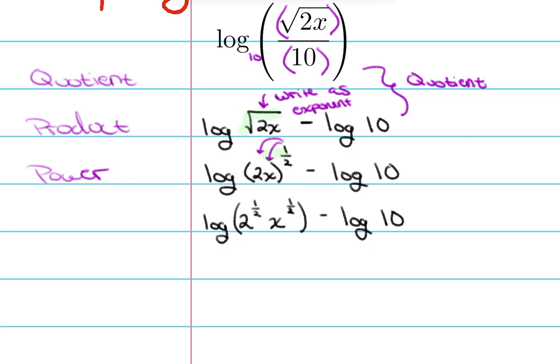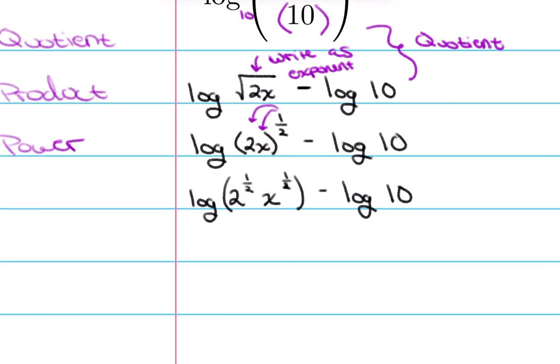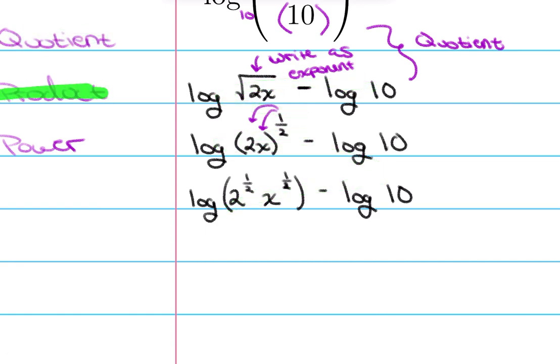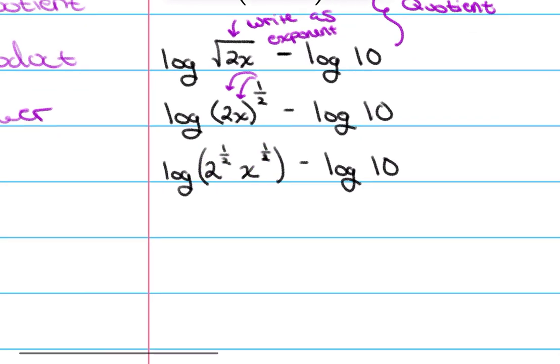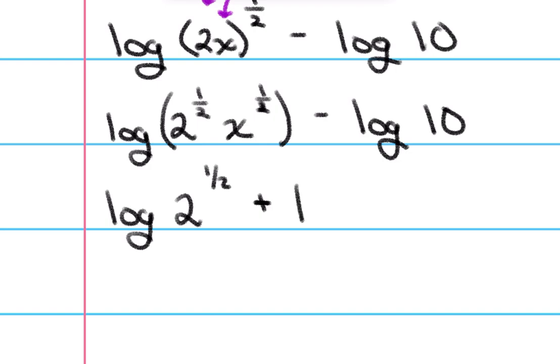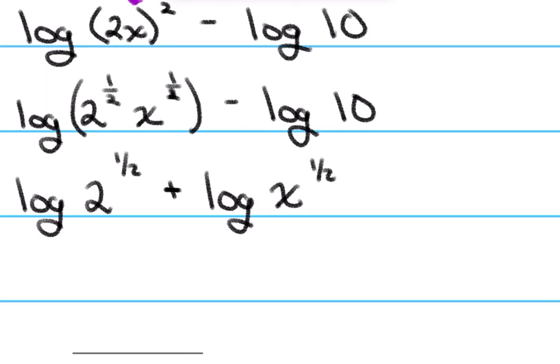Okay? So that we did the quotient rule. That's all this right here. And then now we're going to do the product rule because look, I have 2 to the 1/2 power times x to the 1/2 power. So let's break that apart now. Okay? Breaking that apart, I am going to get the log of 2 to the 1/2 power plus, product becomes addition, the log of x to the 1/2 power minus the log of 10. So from this line to this line, I did my product rule.